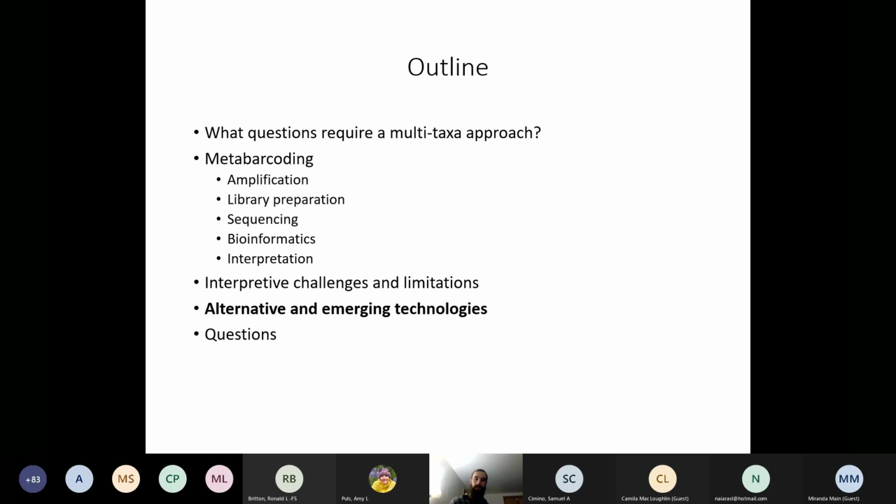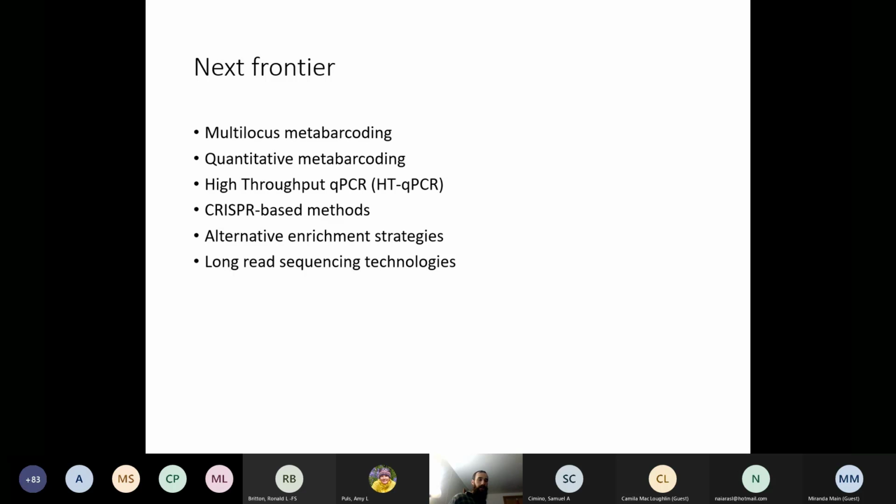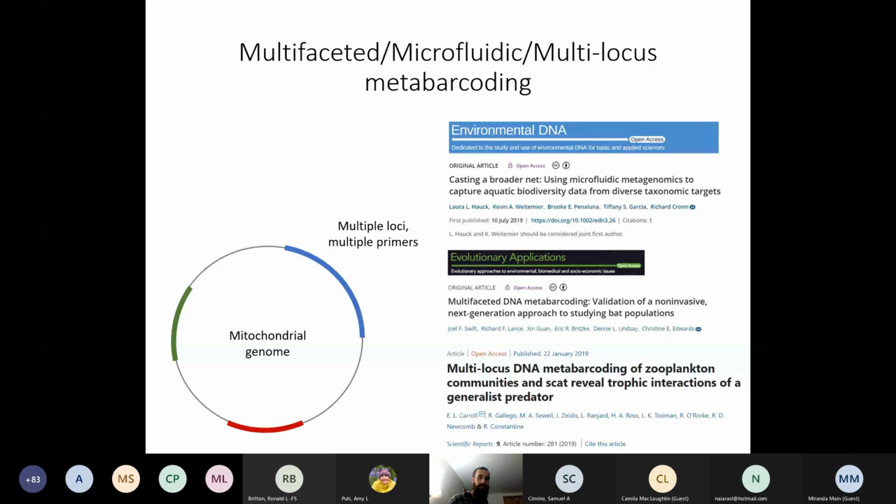All right, so I've introduced multi-taxa environmental DNA analysis and where you might use it. We've tried to spend most of our time on metabarcoding, getting into how you actually do that step by step. I warned you that there are some extra interpretive challenges and limitations associated with multi-taxa tools. And then finally, I'm going to rapidly move through some slides on some alternative and emerging technologies to be aware of that might replace metabarcoding at some point or might be complementary. I'm just going to jump right to these slides.